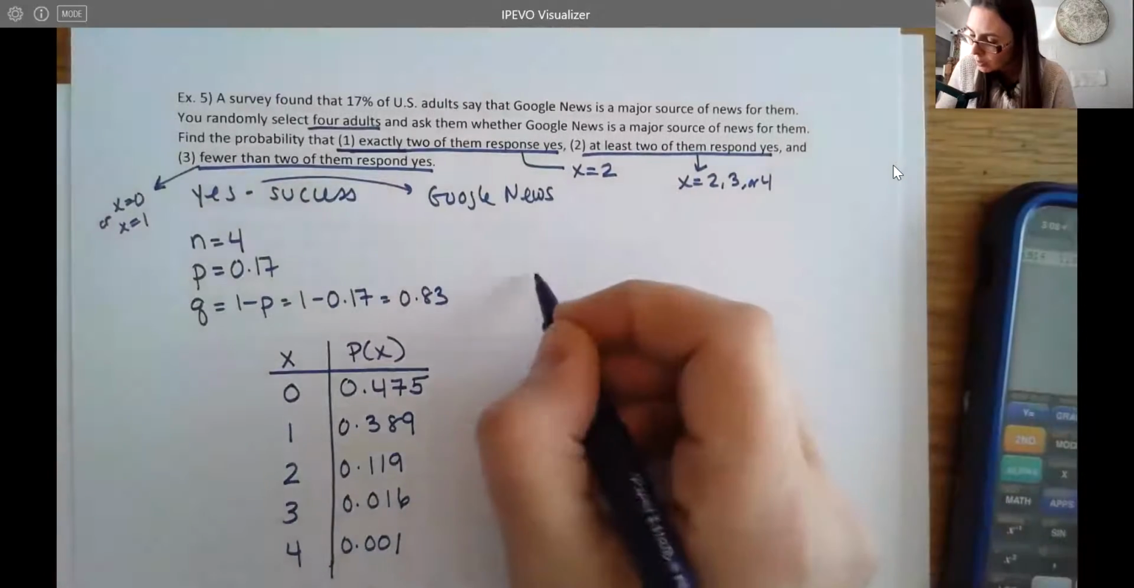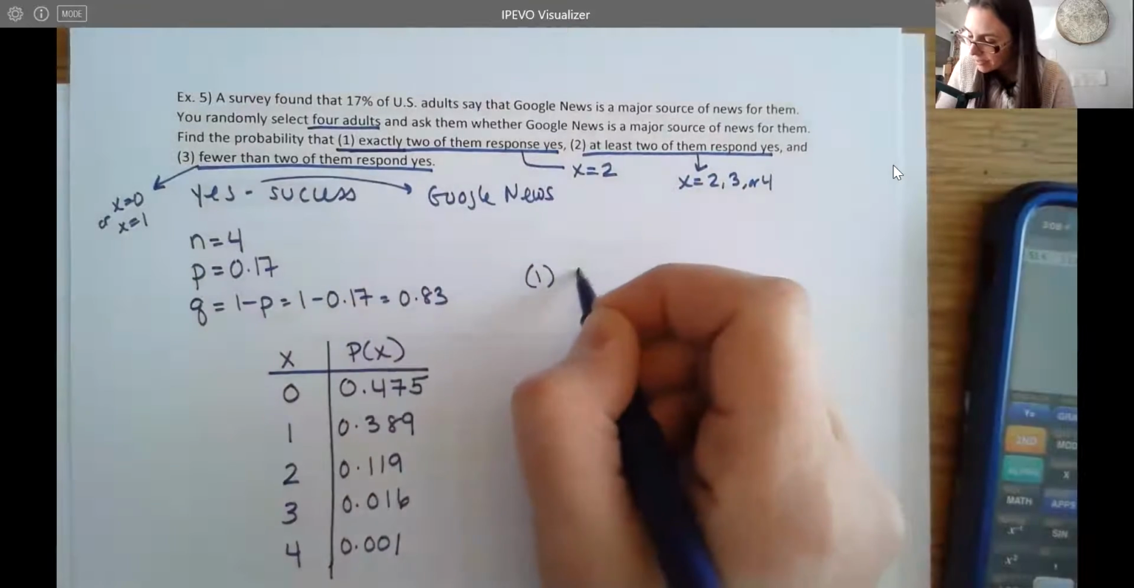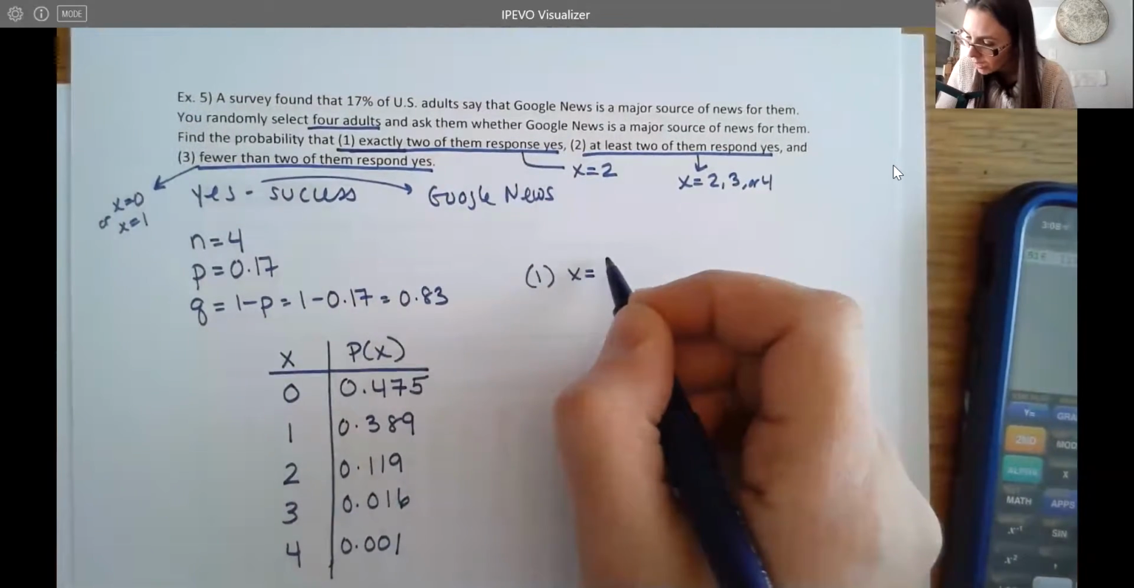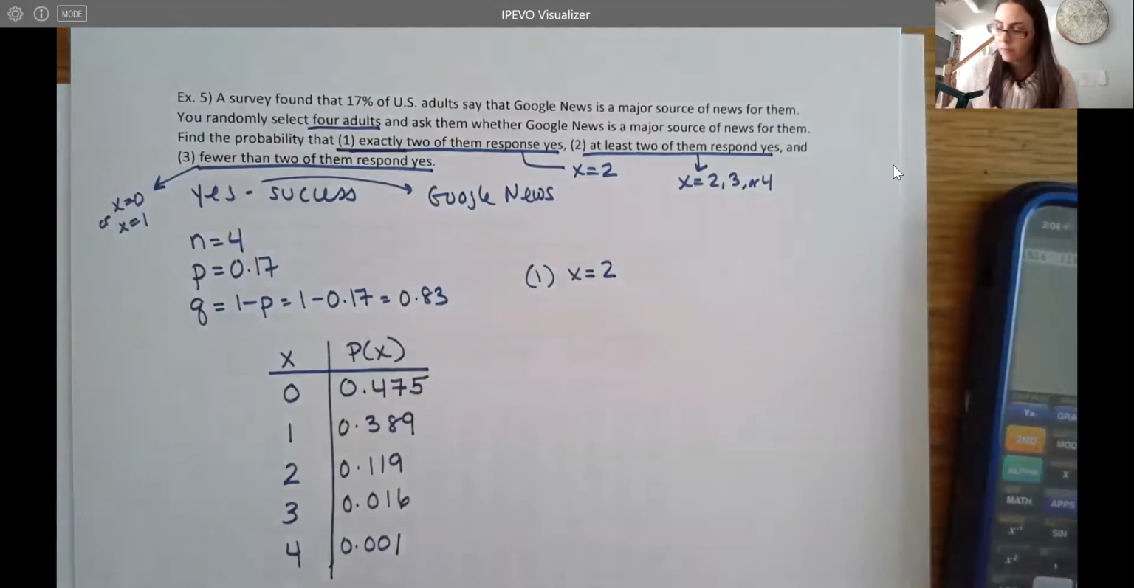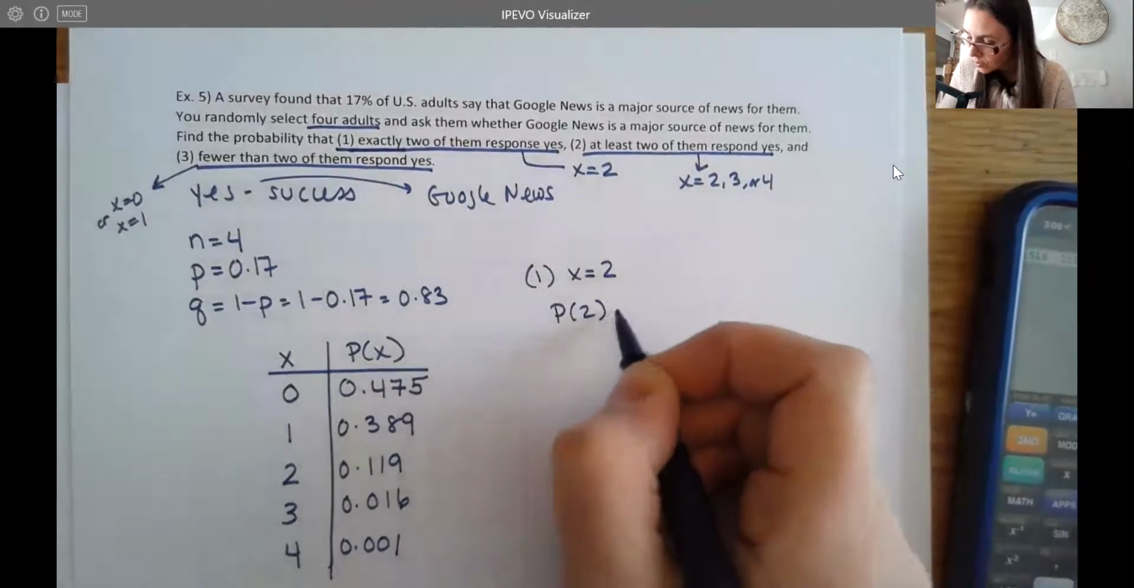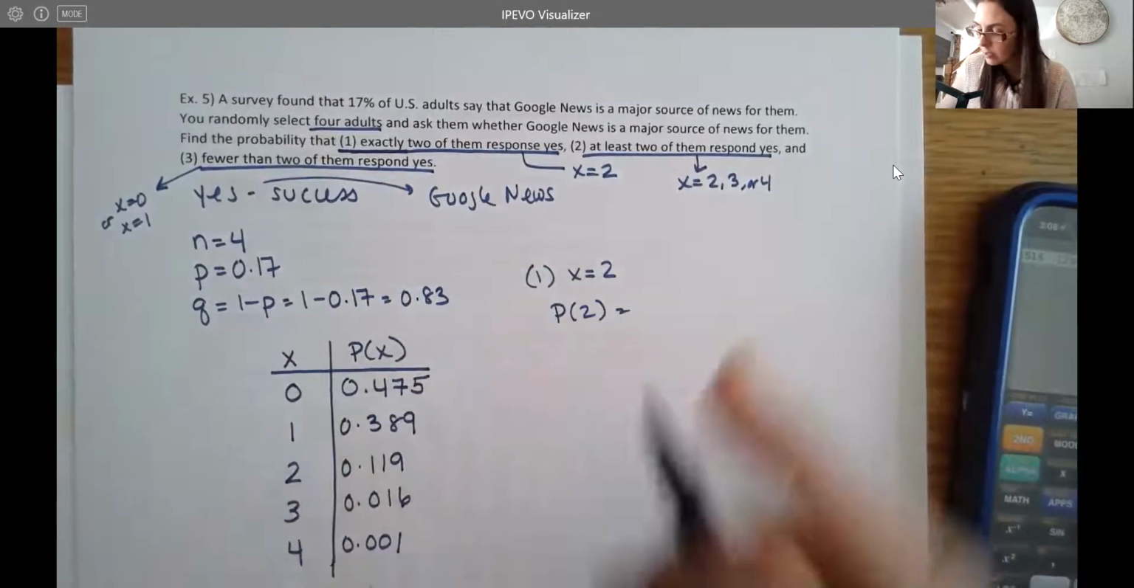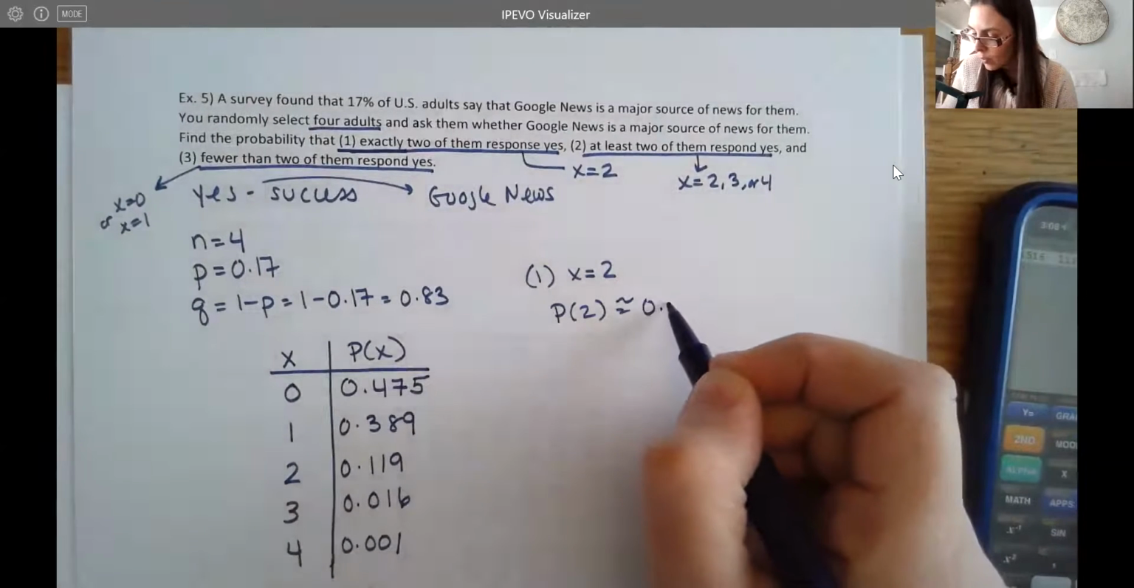So my first question was, I want exactly 2 yeses. So I want 2 successes here. So the probability when X is 2 is right here. It's just about, so I've rounded all these, 0.119.